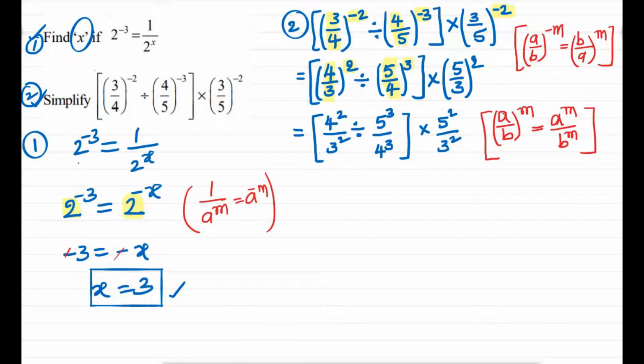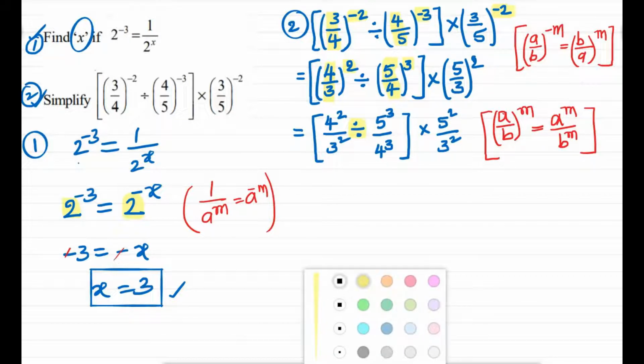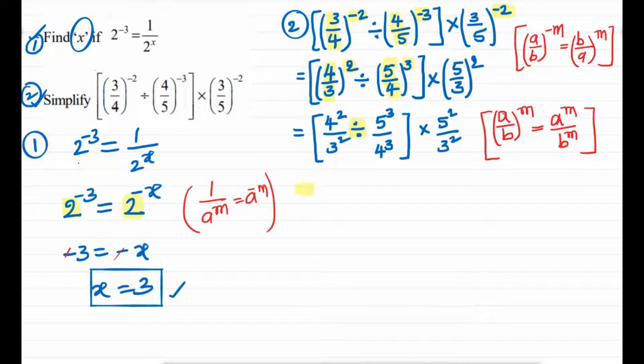Now if you observe that there is a division symbol, so rewrite it as a multiplication symbol. So this is equal to 4 to the power of 2 by 3 to the power of 2 into, replacing division with multiplication, the whole fraction will be reversed, so 4 to the power of 3 by 5 to the power of 3 into, I can remove the bracket now, 5 to the power of 2 by 3 to the power of 2.